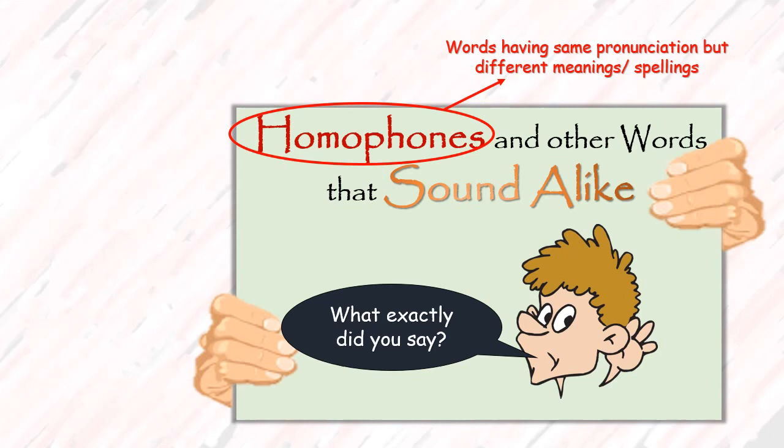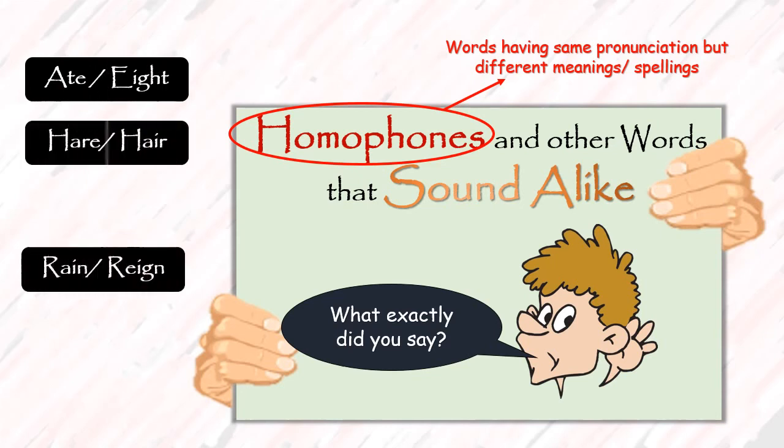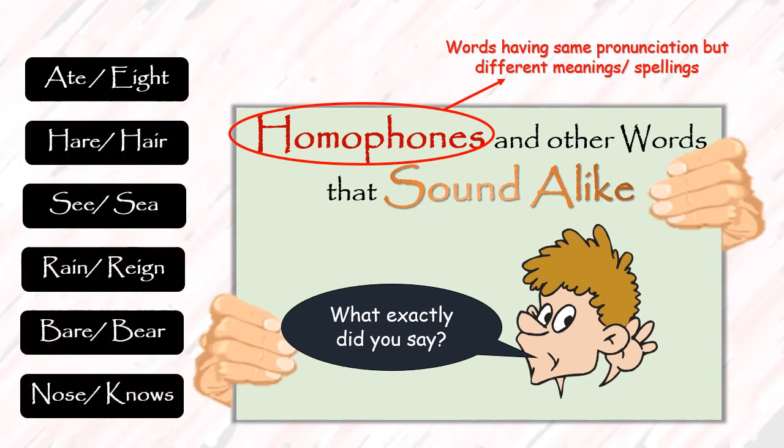Well, some homophones are so basic in English language that they will pose no confusion at all. Examples of common homophone pairs are eight and ate, hair and hare, sea and see, rain and reign meaning rule, bare meaning naked or without anything on, and bear which is an animal, and nose versus knows, etc. And even if the two words sound similar, if not same, there is scope for confusion.